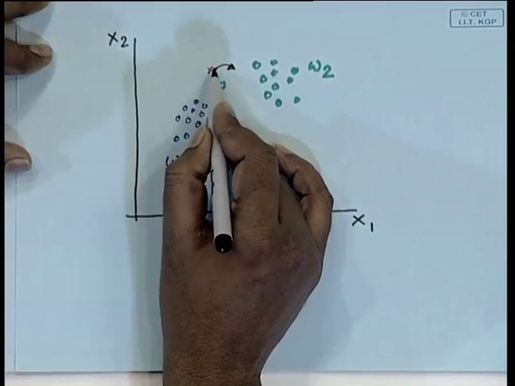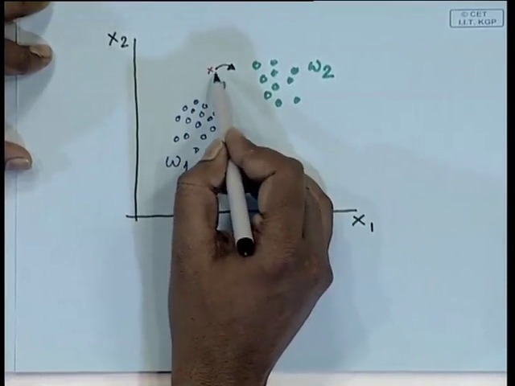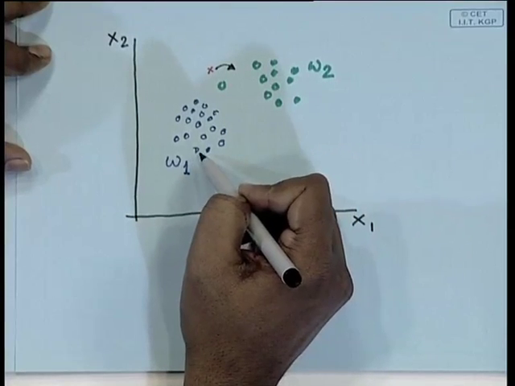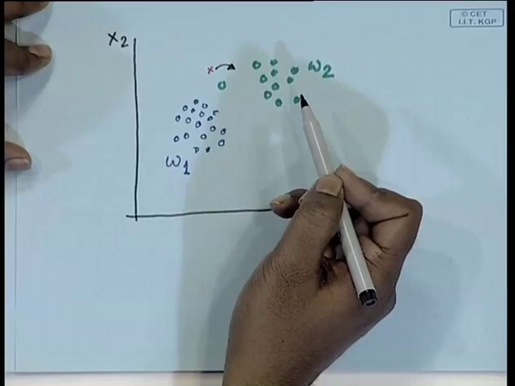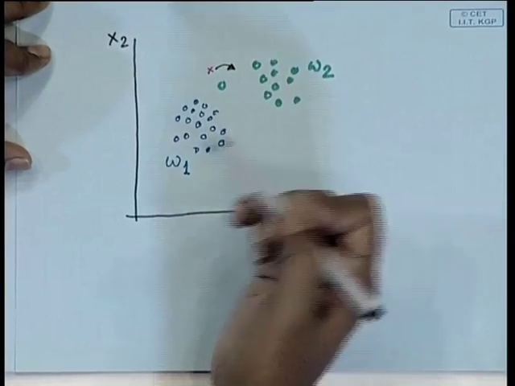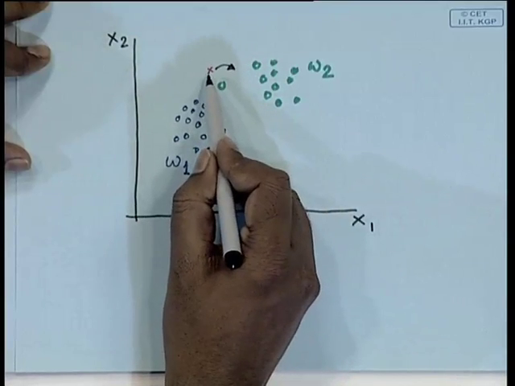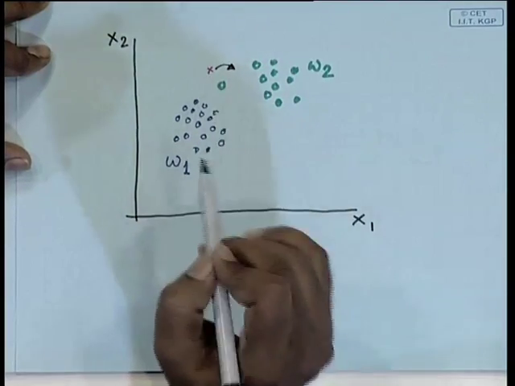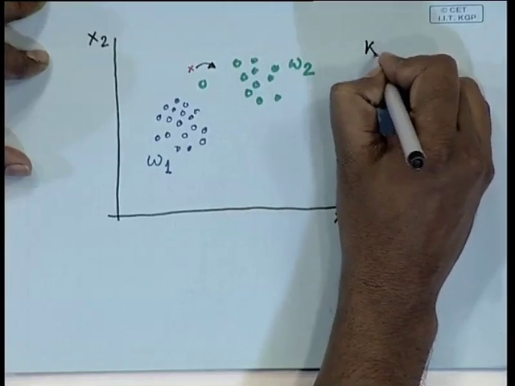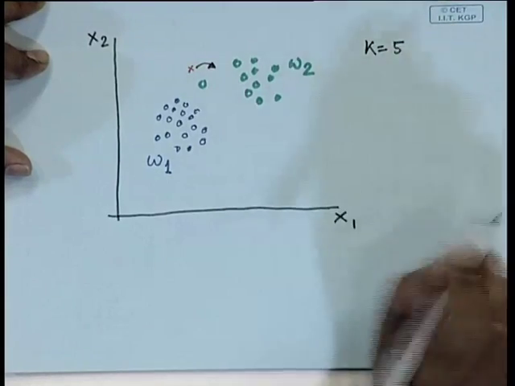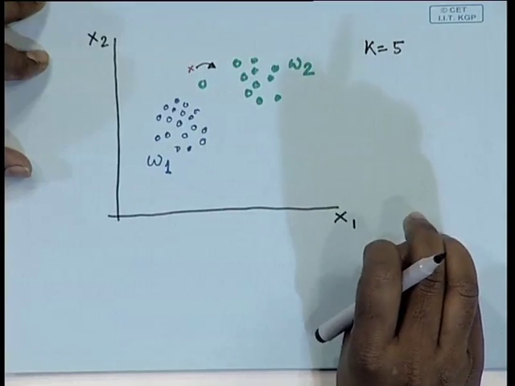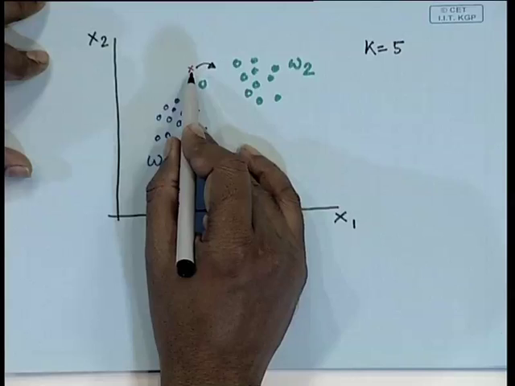So, for doing that, I have to find out the distance of the training samples, whether it is coming from class omega 1 or from class omega 2. Irrespective of that, I have to find out k number of samples which are nearest to this unknown sample. Suppose I decide the value of k is equal to 5. Let us take any value. So, I will take 5 samples which are nearest to this unknown sample.